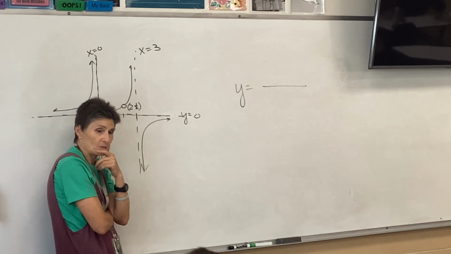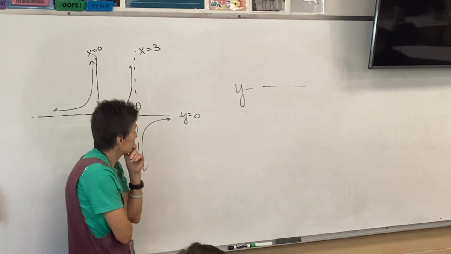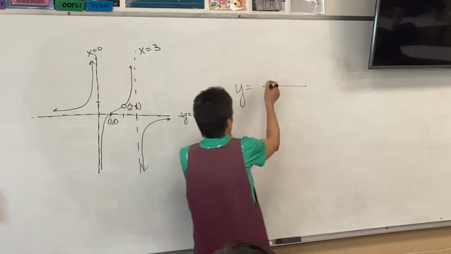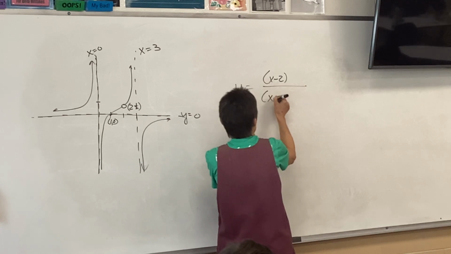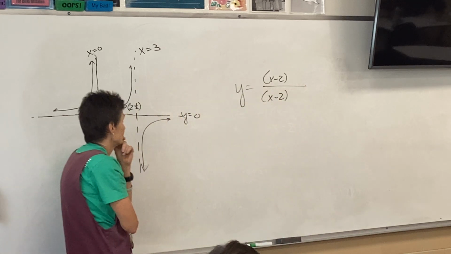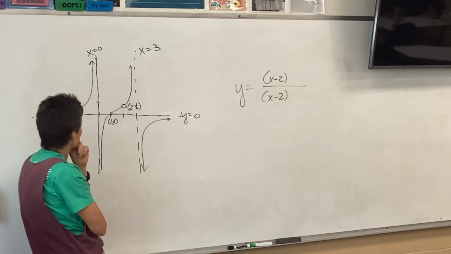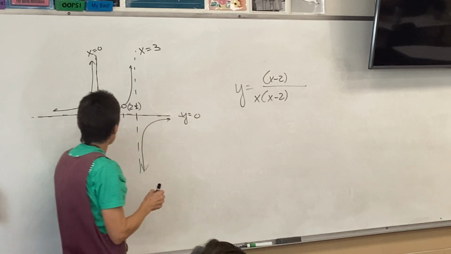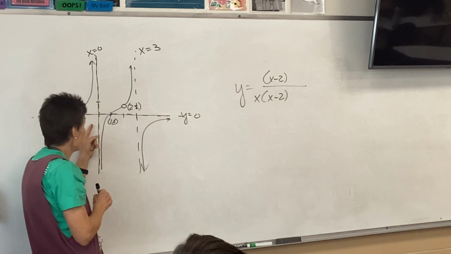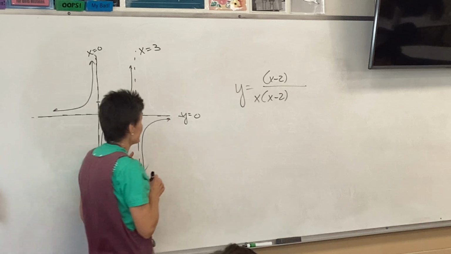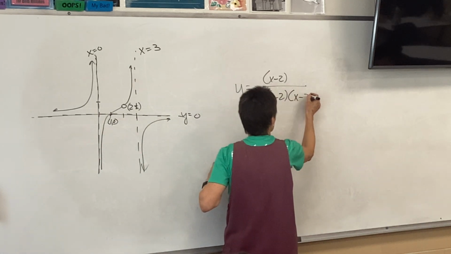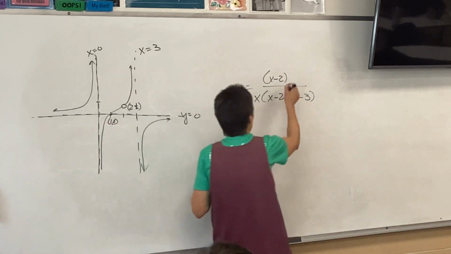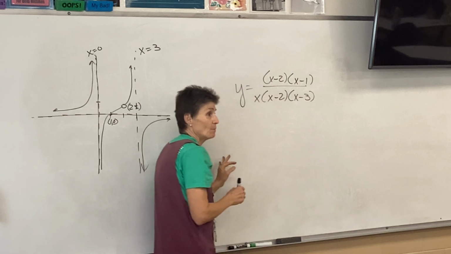Anybody have a start? Where did you start? Did you put an x minus 2 on the top and the bottom? Okay, what else did you put in there? Another x on the bottom because you have a vertical asymptote at 0. And maybe another x, or put an x minus 3 on the bottom. Good, good. X minus 1 on the top because we have a 0.